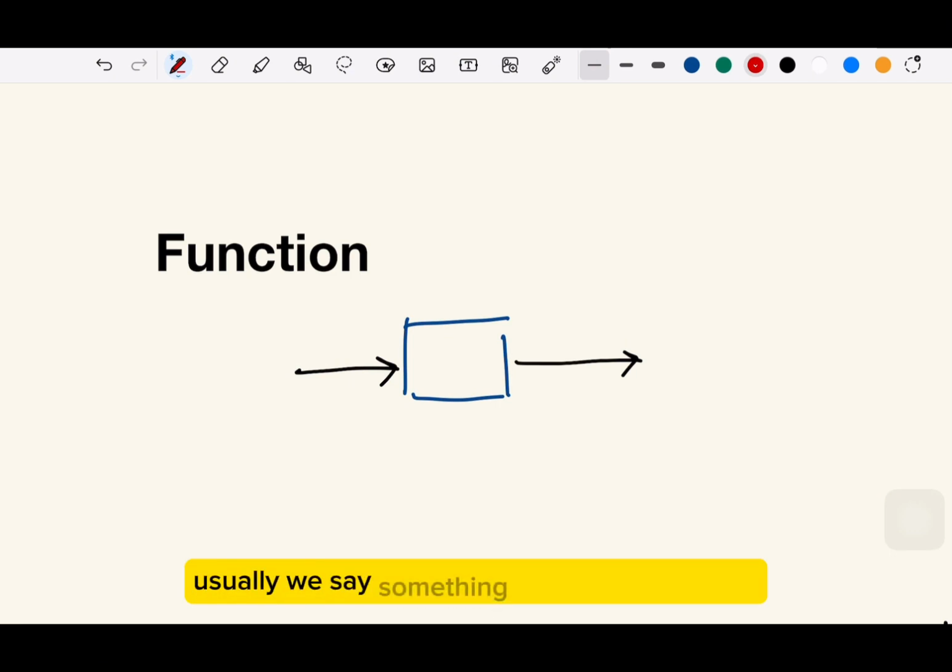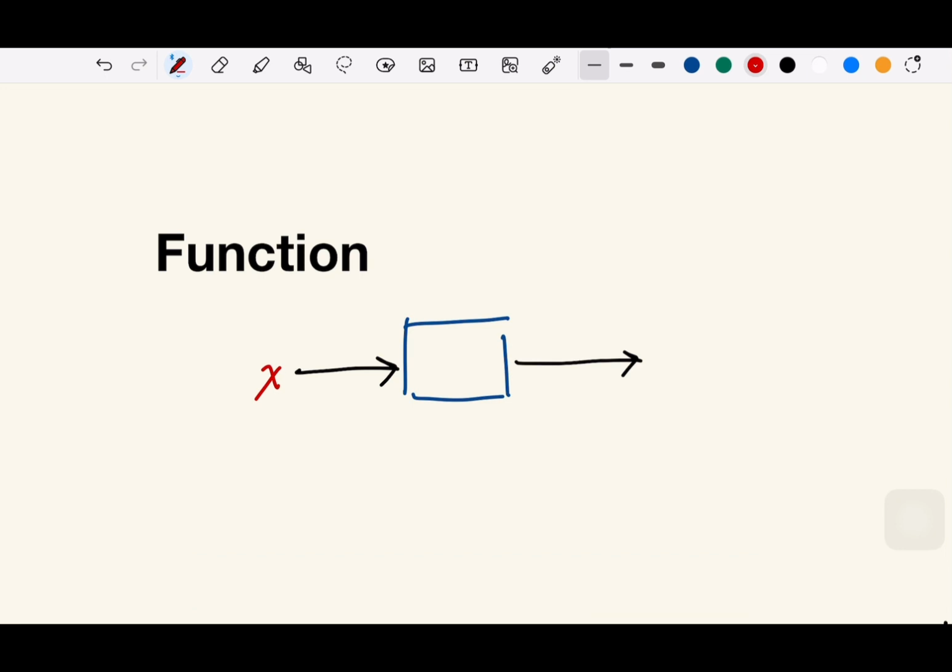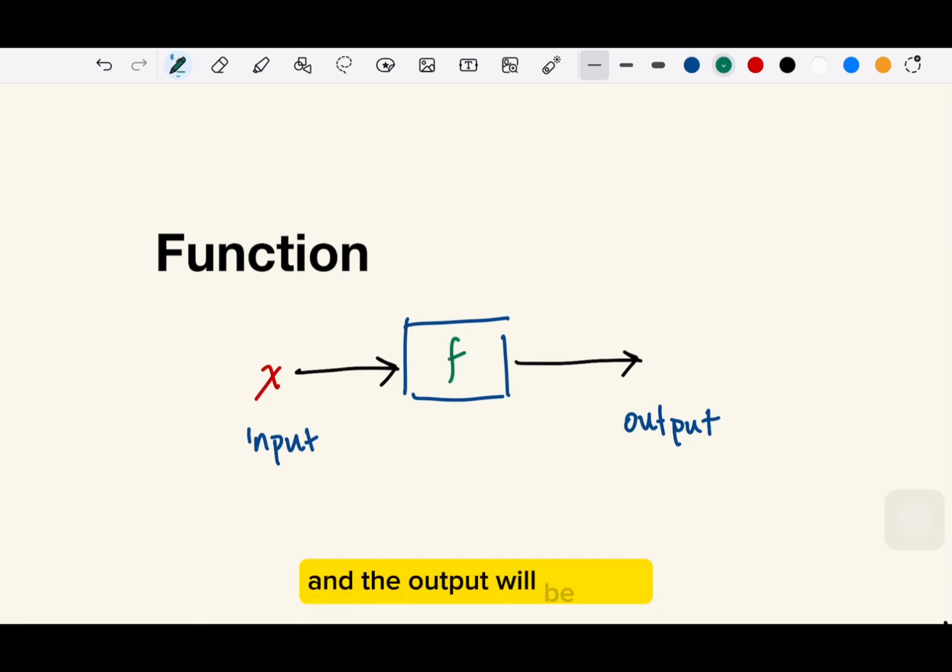Usually we say something in terms of x. What is x? A variable. I mean, what is x here? An input? Okay, let me write that for you. This is the input, and this is the output. Since the machine has a name, usually we name it f. Then the output will be f with x inside. We can say this is f of x.